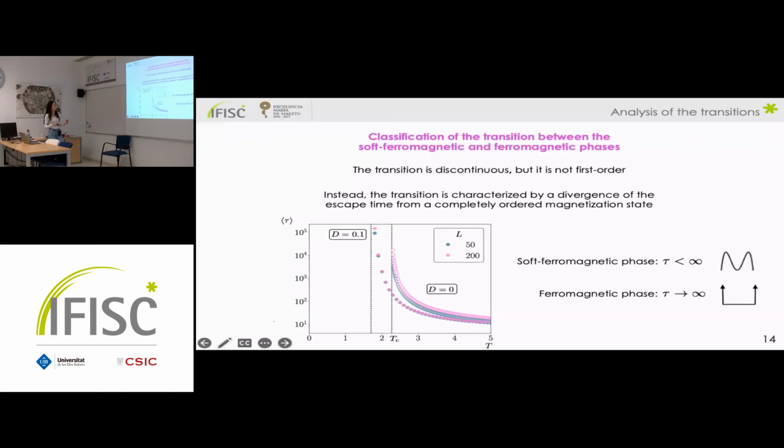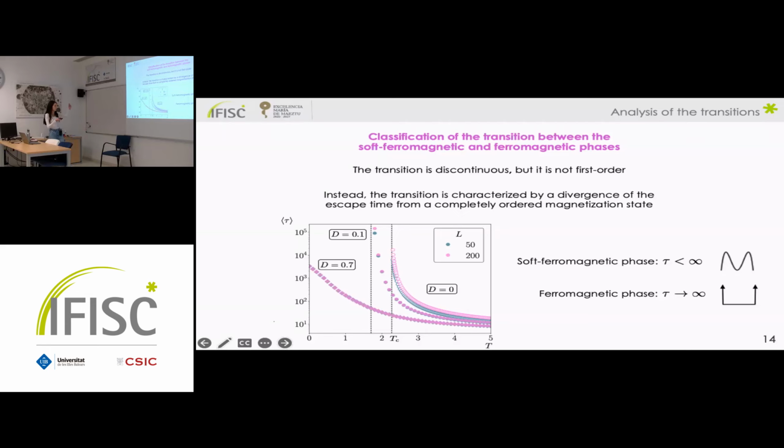And now, let's see what happens in the model with a random magnetic field. Here we have the curve for a field intensity 0.1, and first what we see is that the jump time is independent of system size for most of the temperatures considered here. And then we can see that the jump time diverges when we approach this vertical line that is more or less 1.7, and that's because when we approach this line, that is the line that separates the ferromagnetic phase from the soft ferromagnetic phase, the jump time diverges, no?